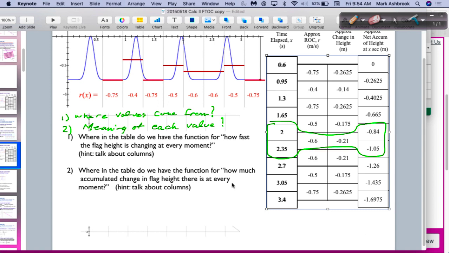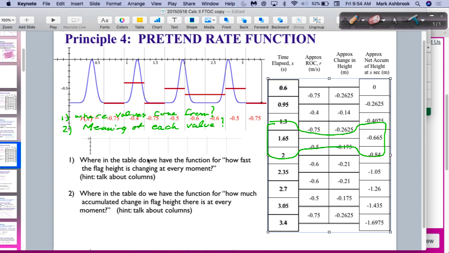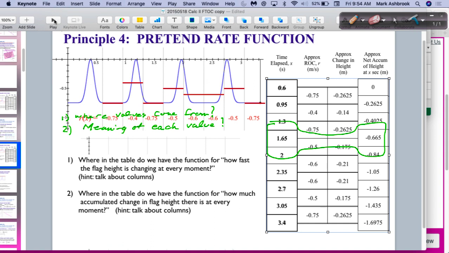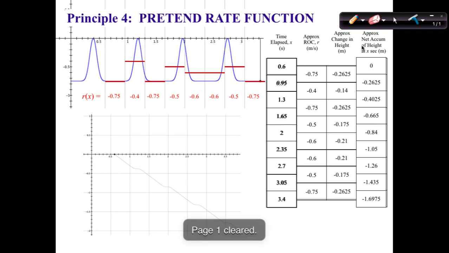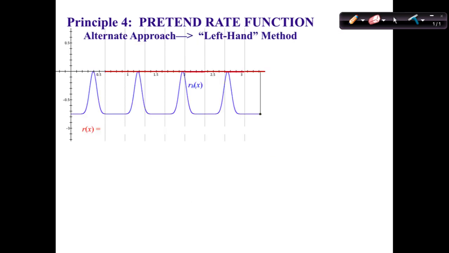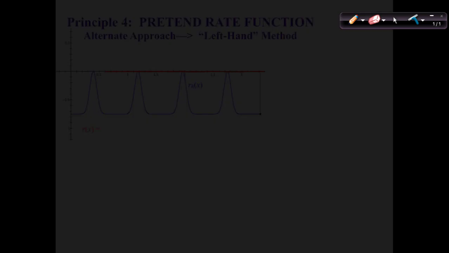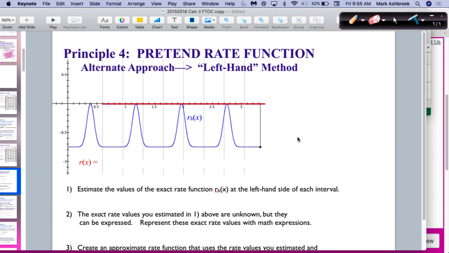Okay, so this is principle 4, pretend rate function, right? And so we're going to do a pretend rate function part 2 here. We're going to do an alternate approach to the pretend rate function. And the way we're going to do that is, instead of eyeballing and trying to find the average, or the one rate that best represents the interval, we're just going to look at what the actual rate is at the left side of every interval. So we're going to start with that.